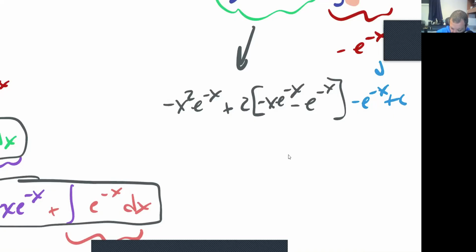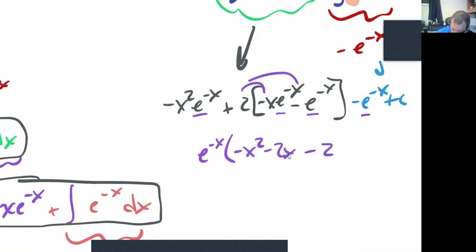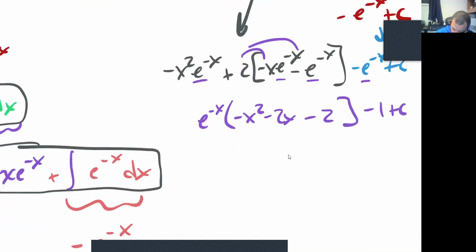We can actually pull an e to the negative x out of everything. So e to the negative x times negative x squared minus 2x minus 2, right? There would be a 1 left over. Minus 1 plus a constant. So this would be our antiderivative, something like that.